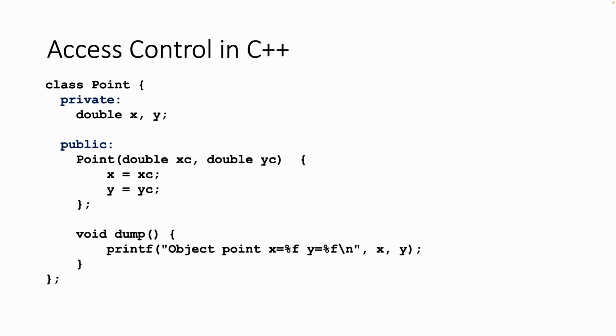In C++, you see a private and a public. And so private says this double X and Y are things that can only be used inside the class, and public means the constructor can be used outside the class and the dump can be used outside the class. And this is just syntax that they put in.